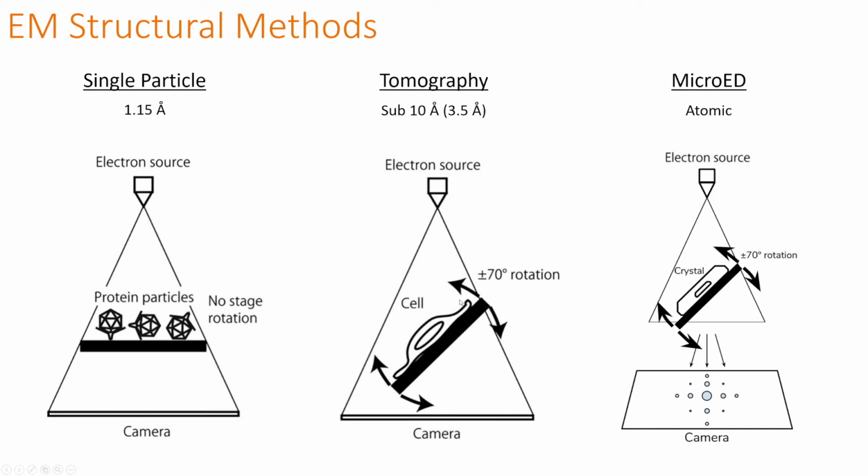Now, if there are multiple particles that do have a repeating structure, then we can take some aspects of single particle and average those together and achieve maybe about 3.5 angstroms. And the most recent addition to EM is micro-ED, where similarly to tomography, instead of a tissue, we actually put a crystal on a grid and continuously tilt it as much as possible while collecting diffraction images. And from that, we can also achieve atomic resolution structures.